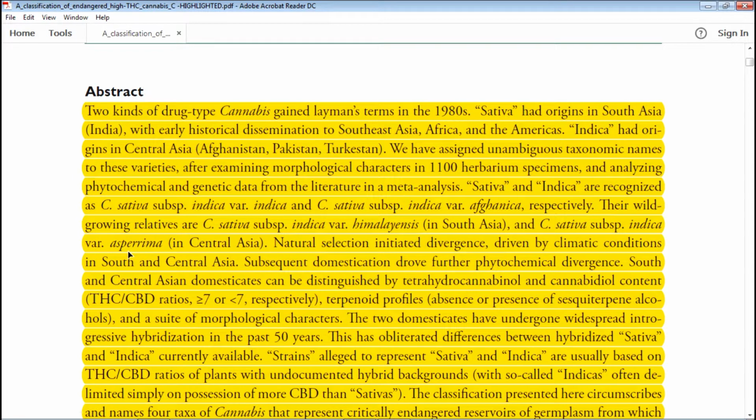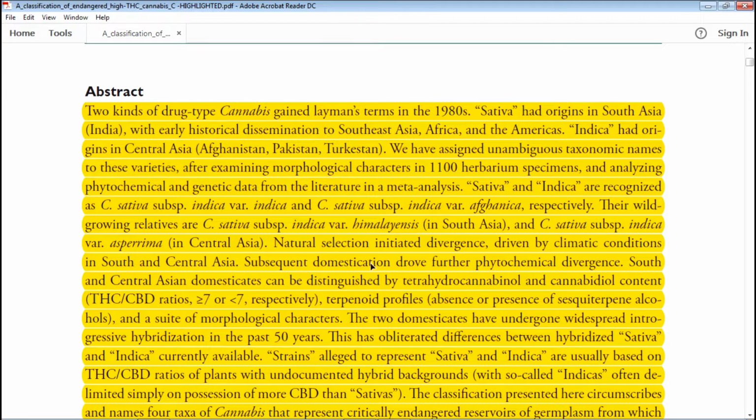So those would be like your wild types in Russia and around that area, in Pakistan, maybe even Kashmir too, I'm not sure. But it depends how central that is. I don't know how central that is though. Natural selection initiated divergence driven by climatic conditions in South and Central Asia.